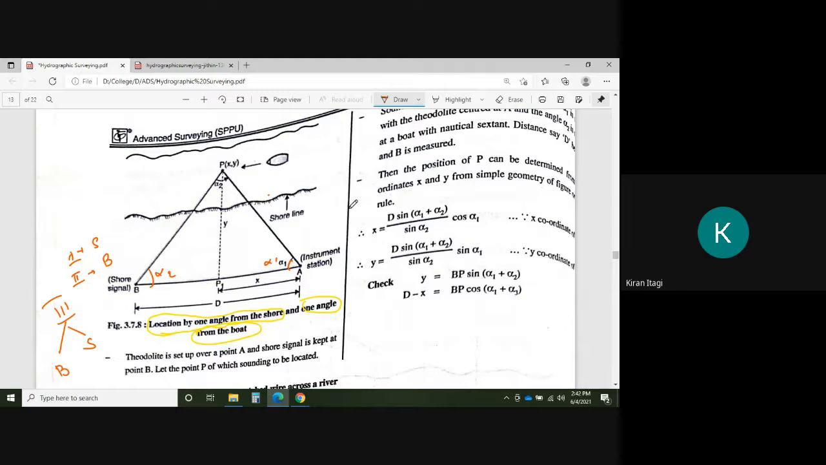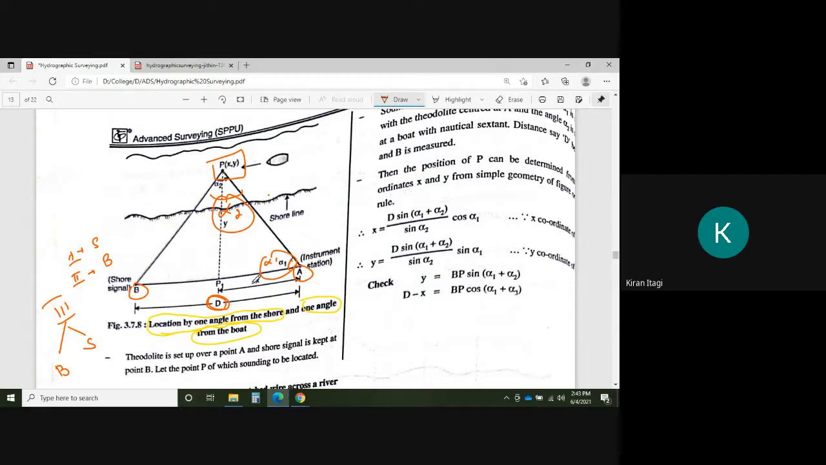So how do you do it? We set up the station A and the station B. The boat will come at this point, say I want to take the sounding at this point. The person standing at station A will take the reading of the angle, that is alpha 1. When the boat stands here, it will take the angle between A and B, that is alpha 2. So we have got two angles, and the distance between these two stations will be known to us.